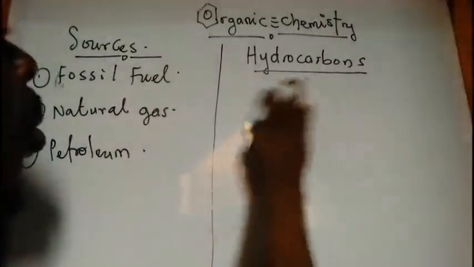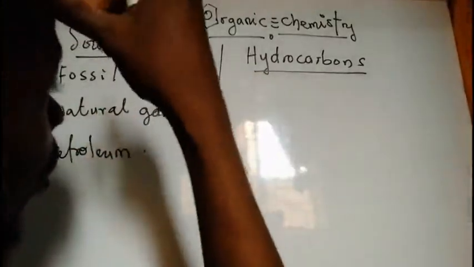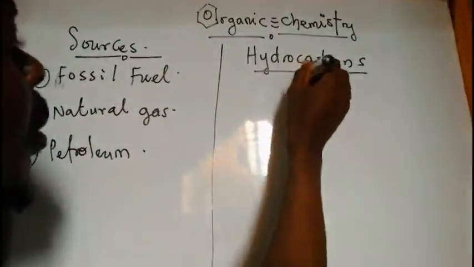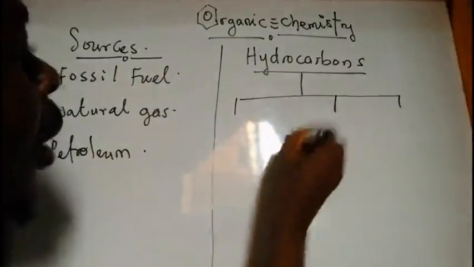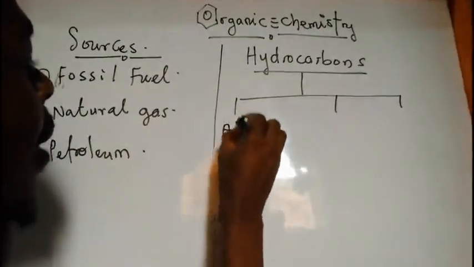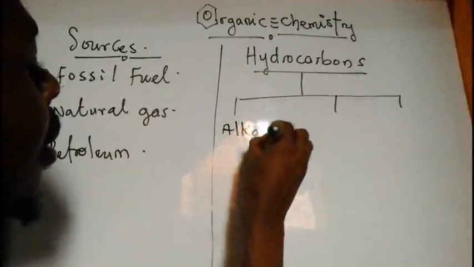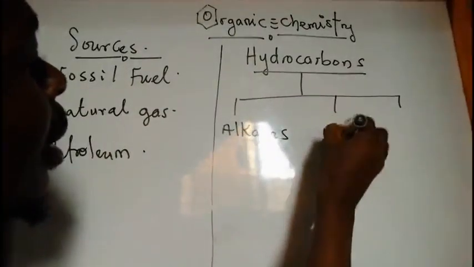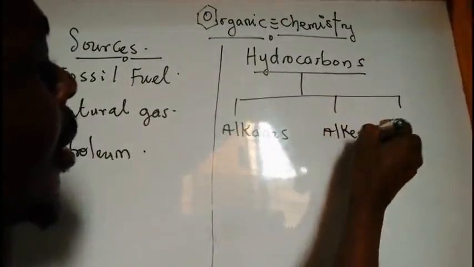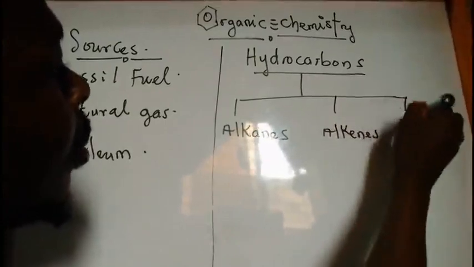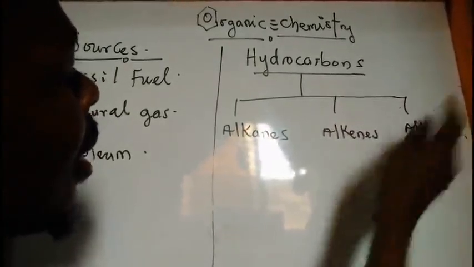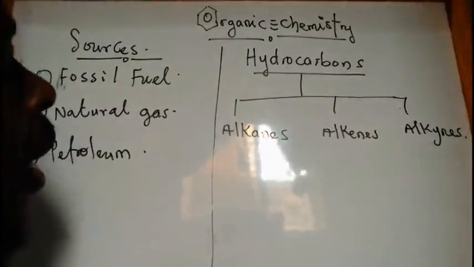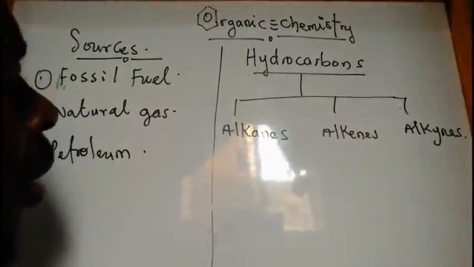So before I proceed further, let me quickly give the divisions of the major hydrocarbons. The major hydrocarbons are divided into three. We have those we call alkanes, right? We have the alkenes, and then we have the alkynes, right? So we shall be looking at each and every one of them one after the other.